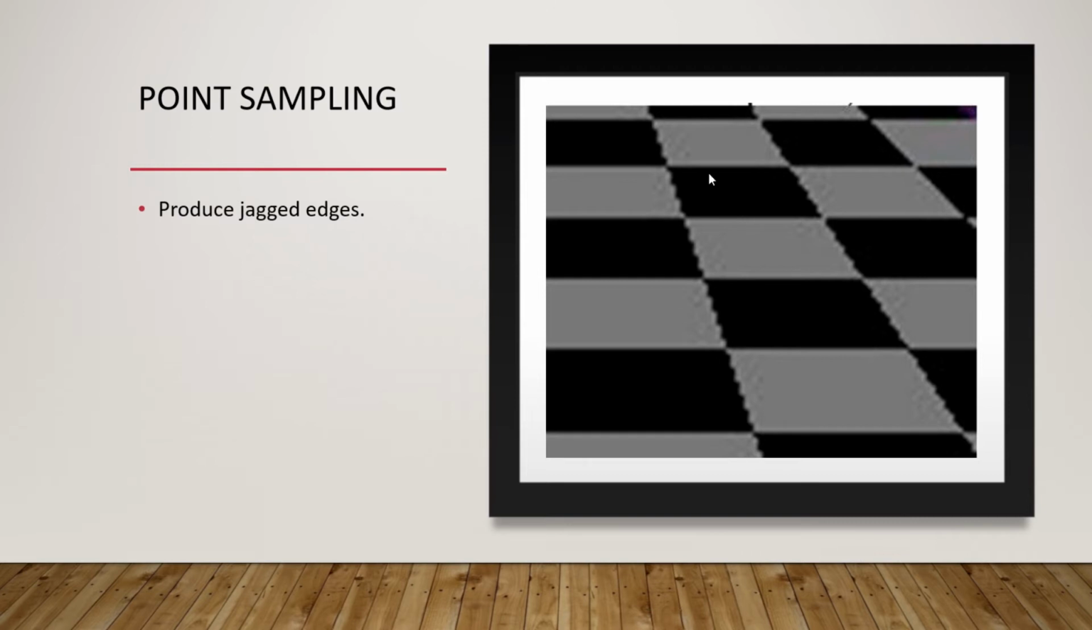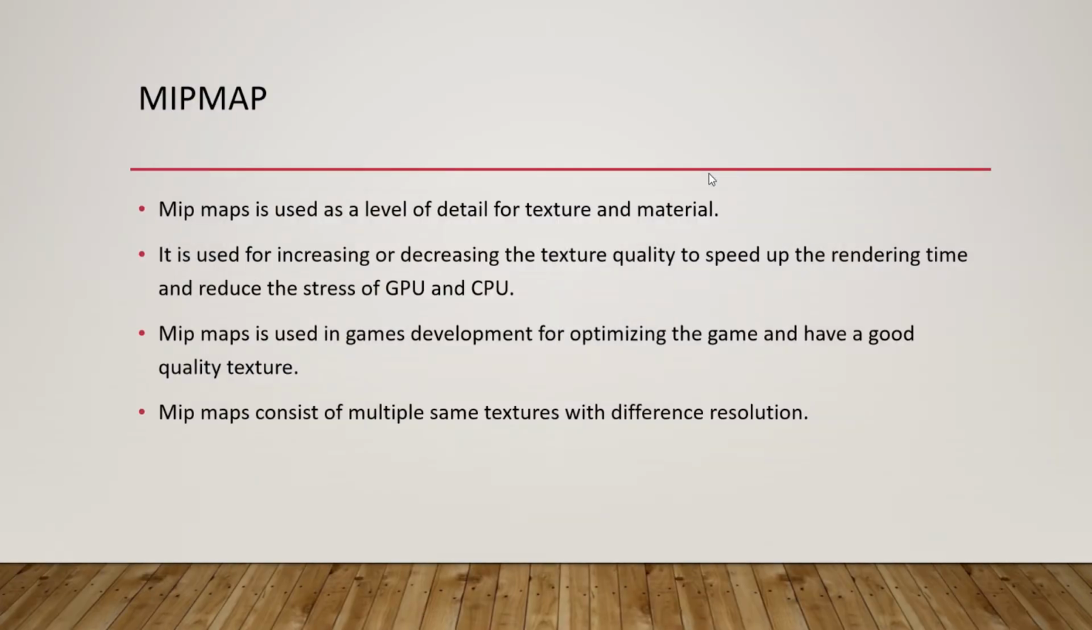So let's jump into our next method, which is mip map. Mip map is used as a level of detail for texture and material. It is used for increasing or decreasing the texture quality to speed up the rendering time and reduce the stress of GPU and also CPU. Mip maps are used in game development for optimizing the game and having good quality texture.